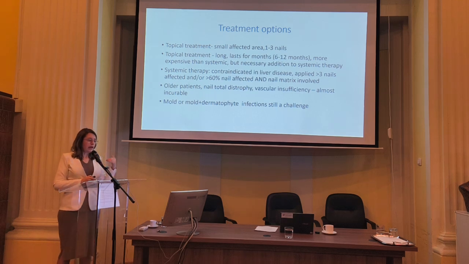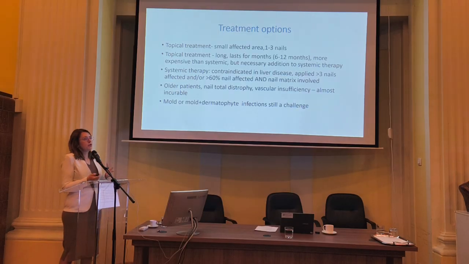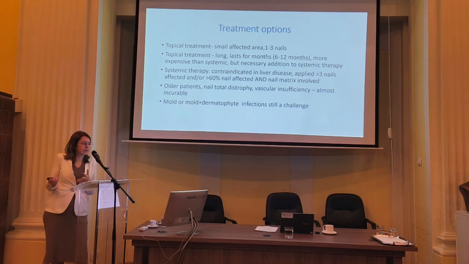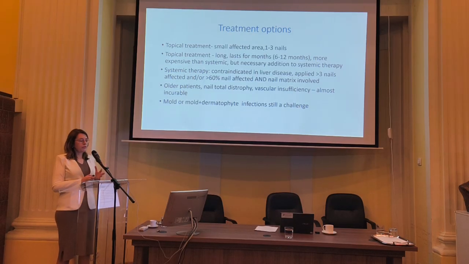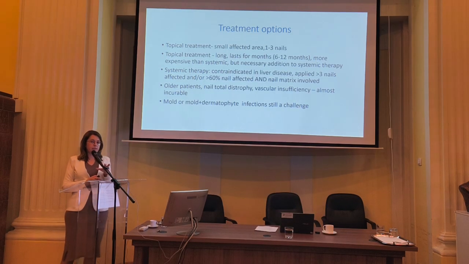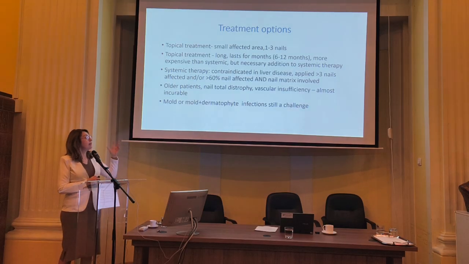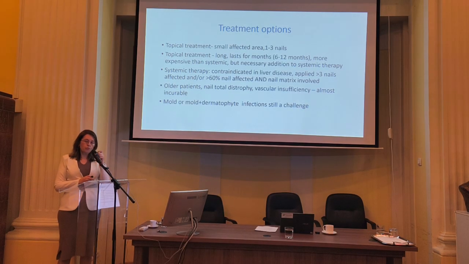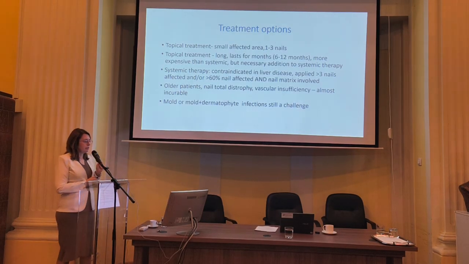Systemic therapy is employed, but it is contraindicated in liver disease. So in liver patients, you cannot treat, you cannot cure the patient if he or she has total dystrophy, for instance. And it is always applied if more than 3 nails are affected, and more than 60% of the nails are affected, and the nail matrix is involved. So we do have clinical parameters in order to decide how can we treat our patients.